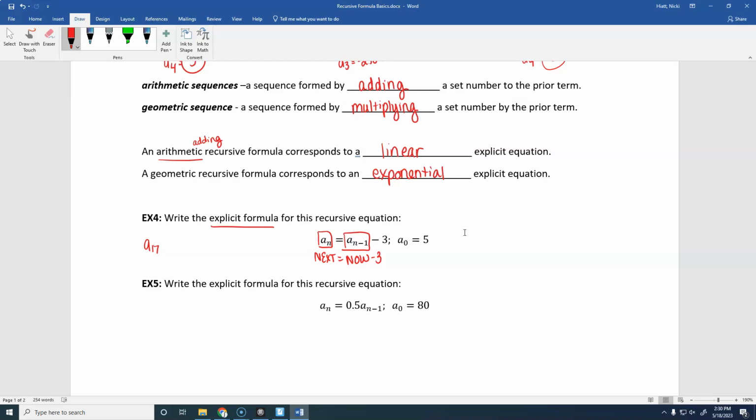Now, if you're going to do this with recursive formulas, you got to go a sub 0 is 5, and then what would a sub 1 be? 2, and then a sub 2 would be negative 1, and then a sub 3 would be negative 4. And so this is going to take a very long time if you got to find a sub 17. A sub 3 or 4, it's not that bad to do. But a sub 17, it's going to take forever. Okay? That's why we like to have an explicit formula. Caitlin?